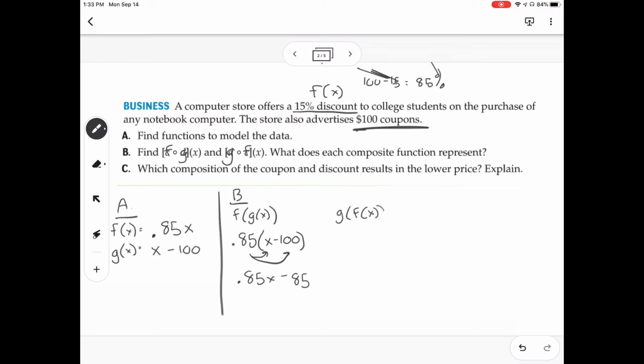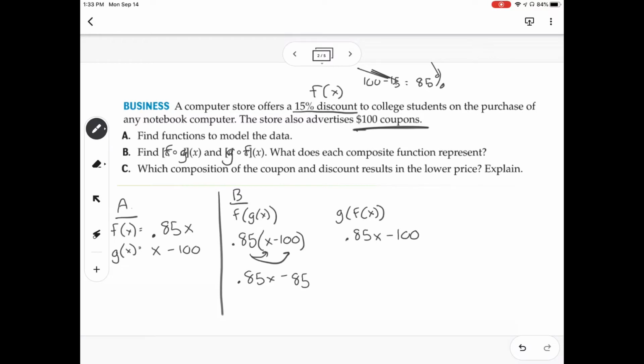So now we'll do g of f of x. So we'll go the other direction. So this time the 0.85x will go where this one is. So do that. It's 0.85x minus 100. All right, nothing left to simplify there, so that's the end.